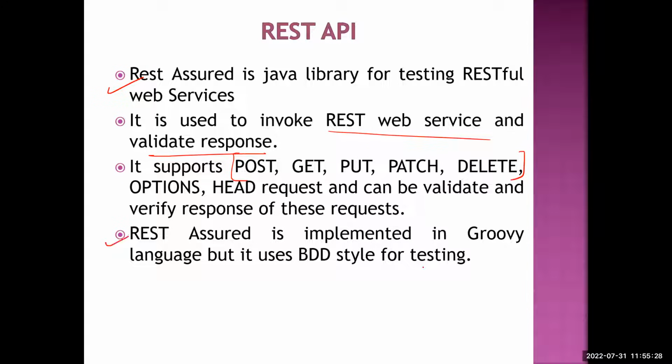REST Assured is actually implemented in the Groovy language. Internally it uses Groovy, but yes, it uses BDD style for testing. So first of all, what is BDD? BDD stands for Behavior Driven Development. This is a framework, and we have already covered the Cucumber part, right? Cucumber is a tool, or I can say a library, that simply follows the BDD framework.